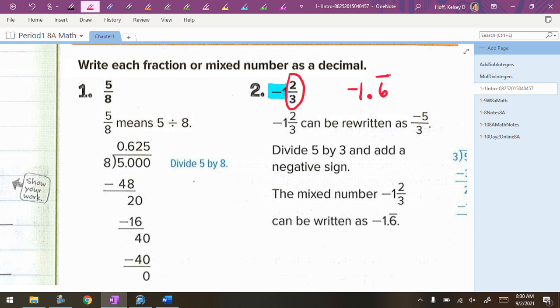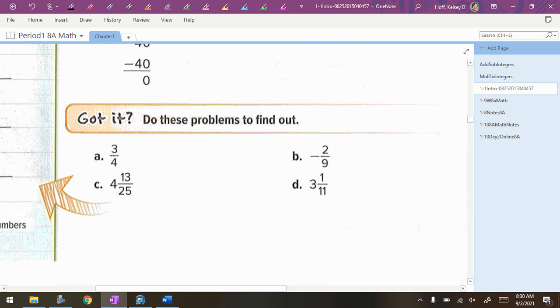Okay? Let's practice with our got it problems at the bottom. Got it? A. Everybody on your own, don't say the answer out loud, but write it in your book. Take 3 divided by 4 and write the decimal down next to it.